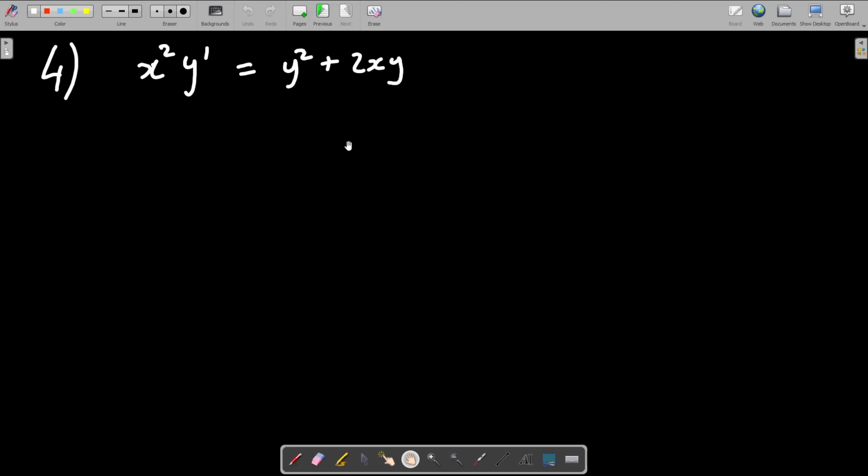Okay, so in this example, notice the terms here. This is of degree 2, this is of degree 2, and this term is also of degree 2. But just don't believe it blindly. Try to verify all the steps.